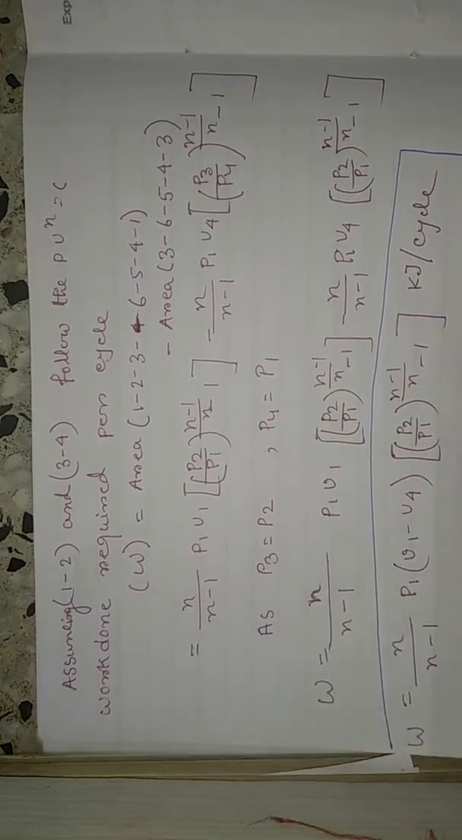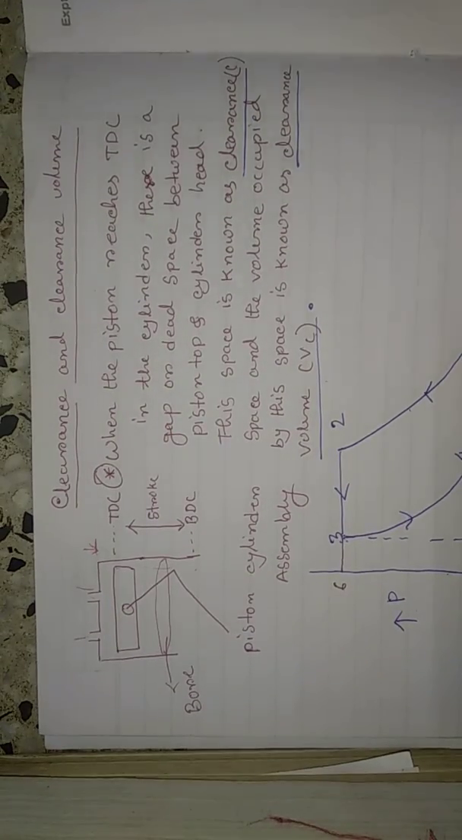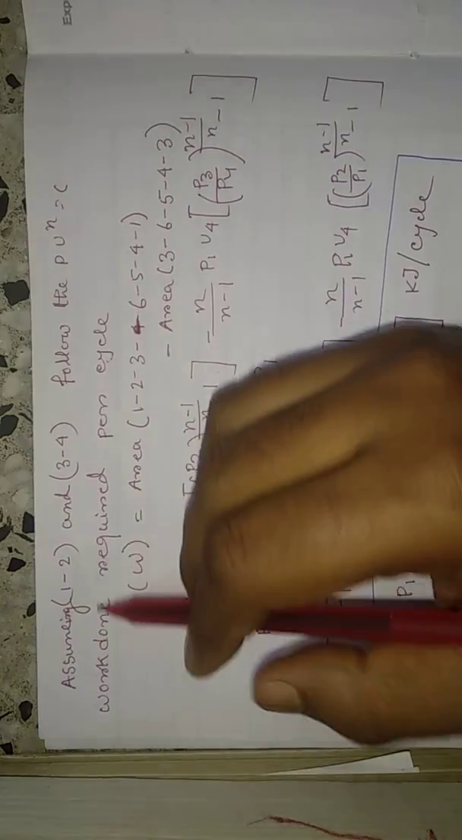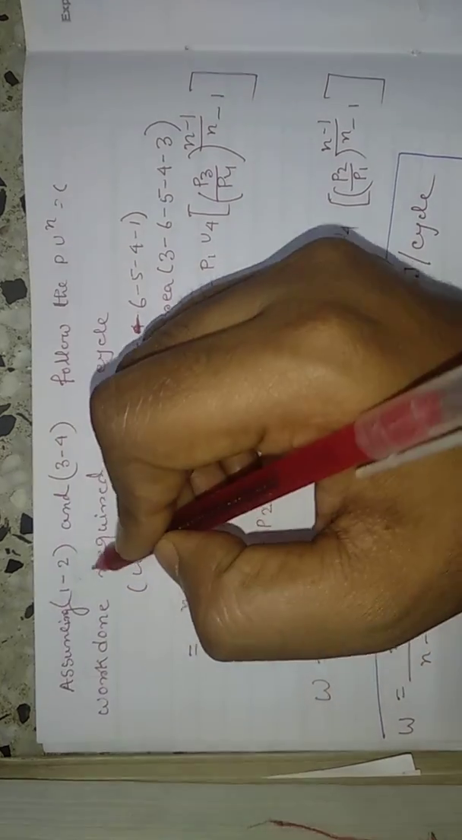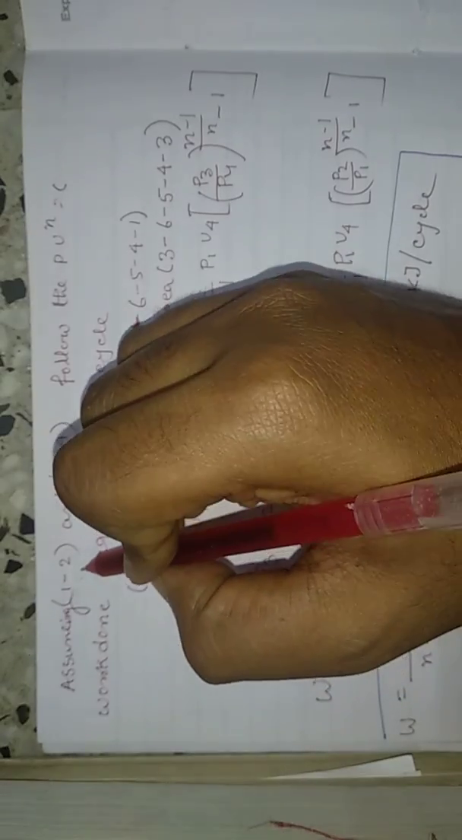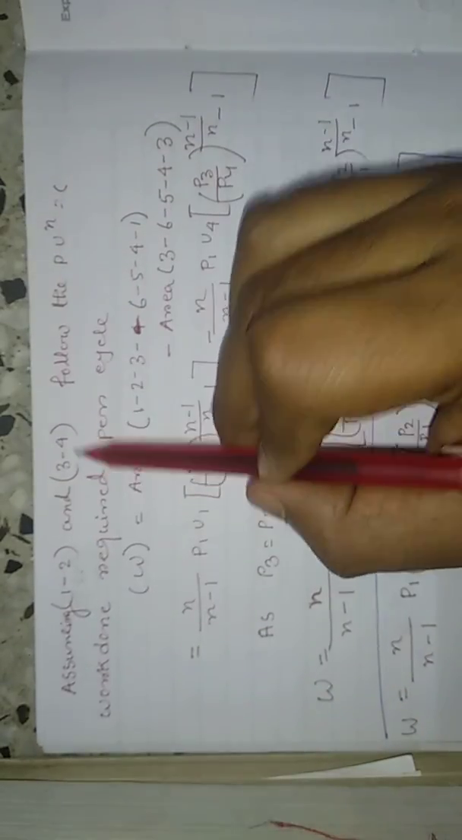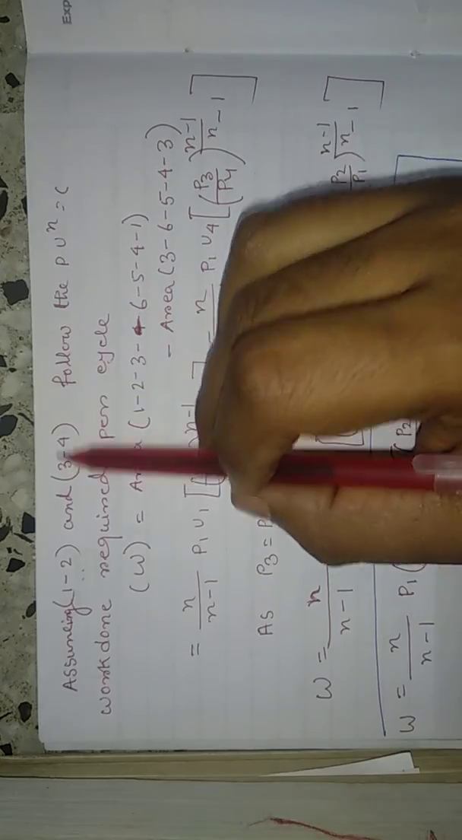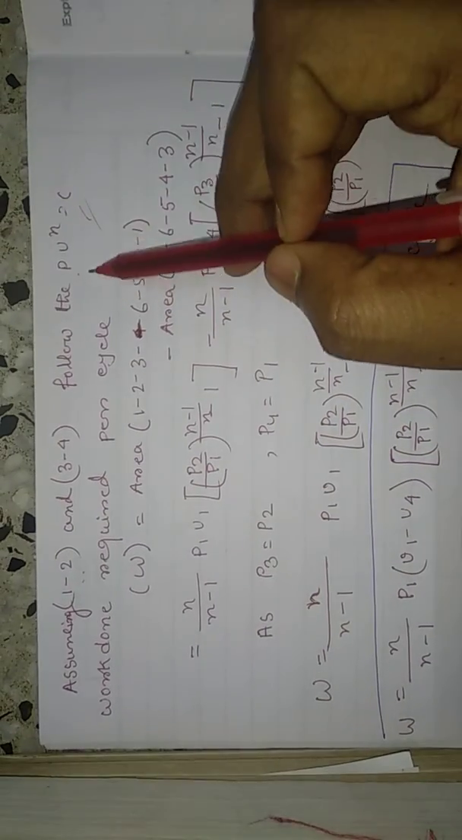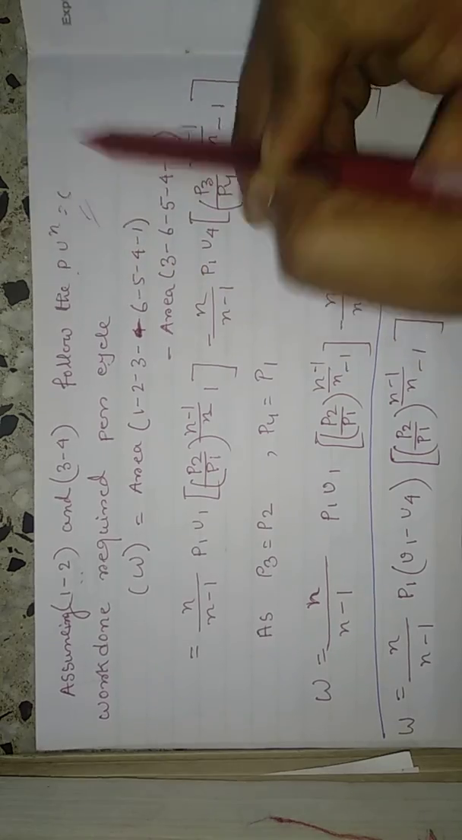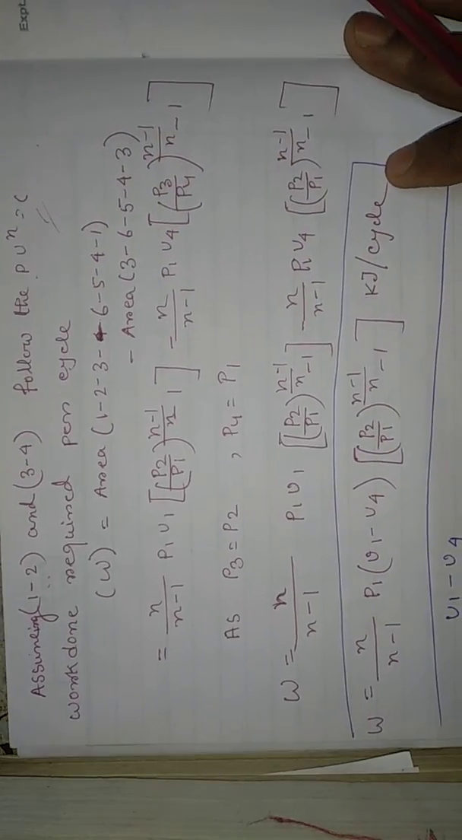We know that this is your diagram. Now suppose, assuming that 1 to 2 is your compression process on the PV diagram, just write it down. 1 to 2 is your compression process, and 3 to 4 is your expansion process. Both processes follow a polytropic process, that is PV to the power n equal to constant.